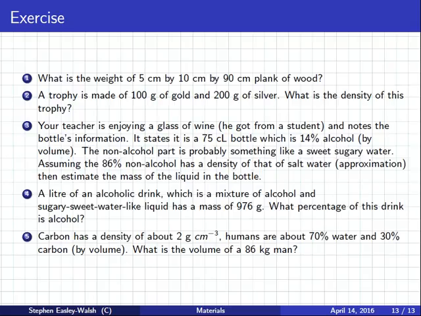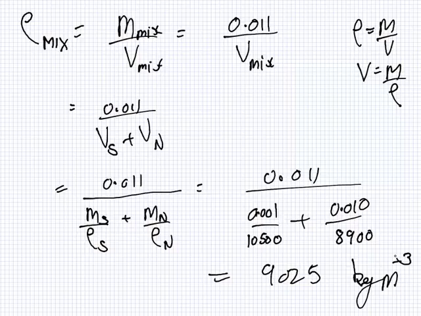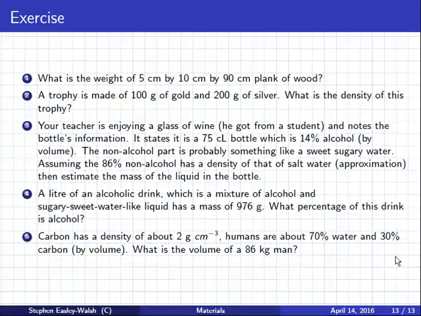So if we were just to look here, the first one, I want the weight. And I give you the volume and you know it's wood. So you know the density of wood. A trophy is made of gold and silver. What's the density? That's like my example with the nickel and silver. This one is a little bit tricky. This one is okay and this one's okay. Yeah, you might have to think carefully for these. Okay. I'll let you try these for a few minutes, then I'll give you the answers.